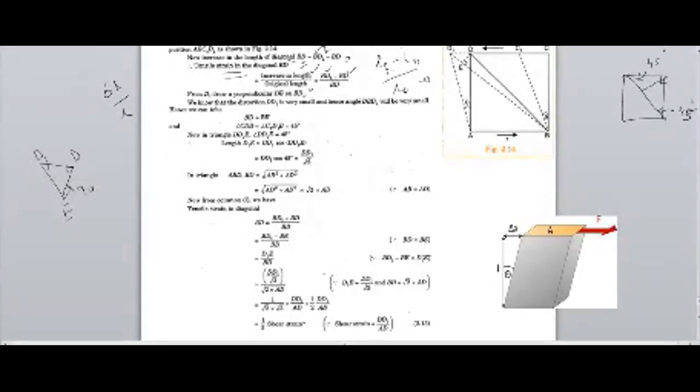So here we are getting 45 degrees. Here we are getting 45 degrees. And next, here also we will get 45 degrees. At D dash also we will get 45 degrees, and at D also 45 degrees. So the angle at D and D1 is also 45 degrees.